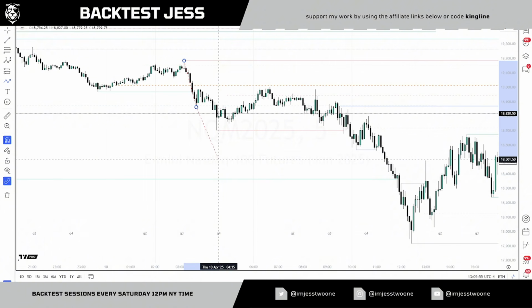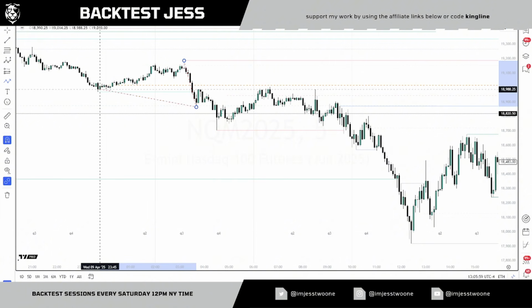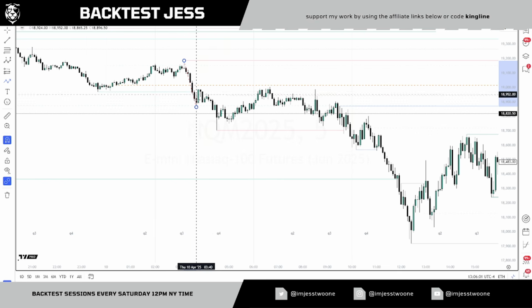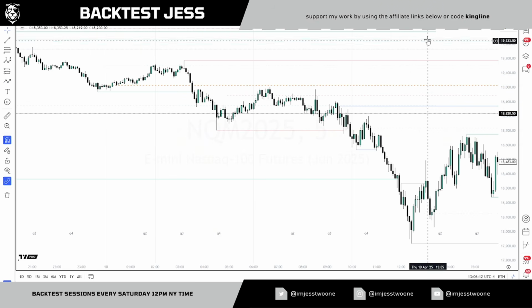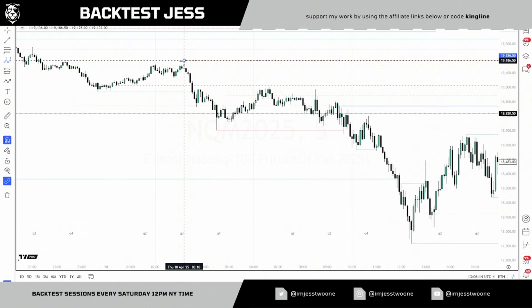Now in ICT terms, because I'm always going to provide confluence, we've broken below Asia low. We close below Asia low, right? Then we have this pullback. And then we have continued expansion. Okay? So now we have 3. I'm using the wrong line again. I meant to use this one this time. So 1.